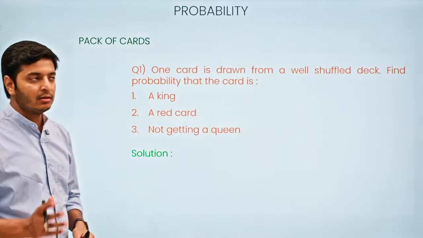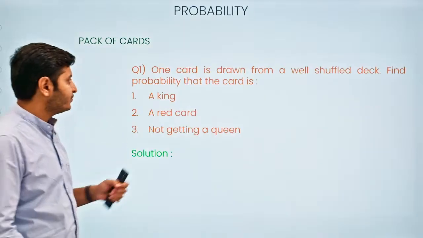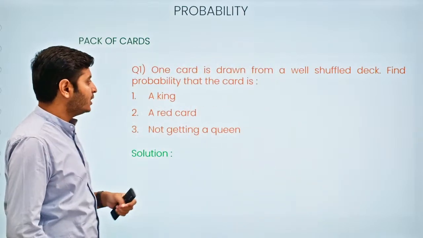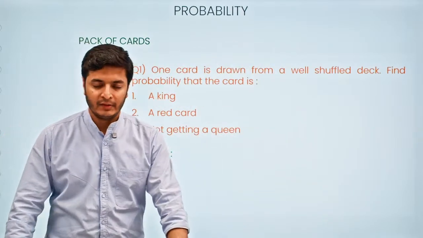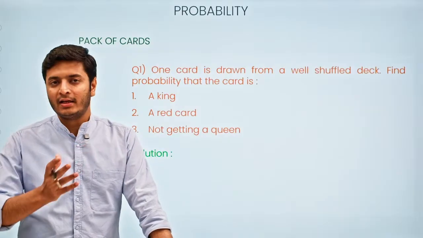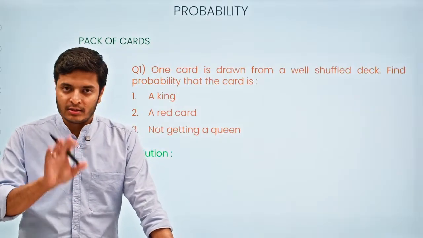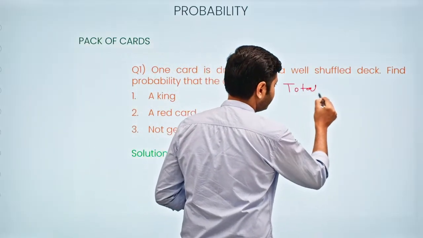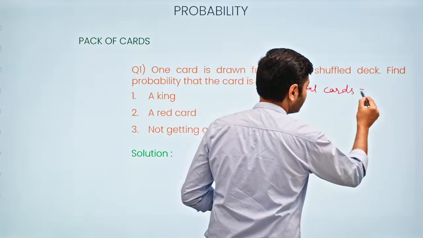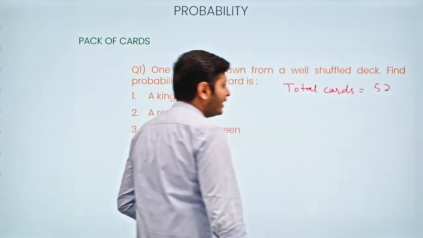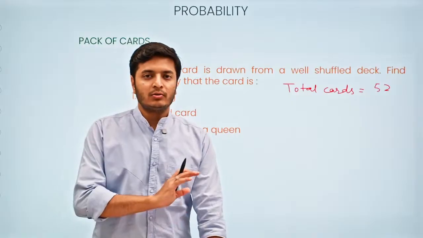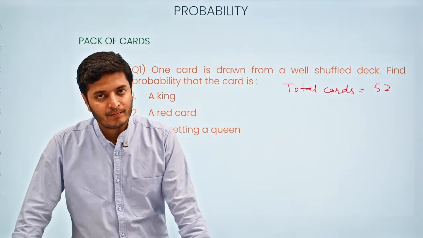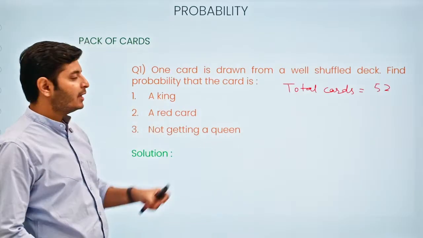Problem number 1, based on a pack of cards. One card is drawn from a well shuffled deck. Find the probability that the card is a king. Now, if a deck is well shuffled and it is a full deck, then the total number of cards is 52. Why am I writing total cards here? Because total cards is also the total number of outcomes. Correct? 52.